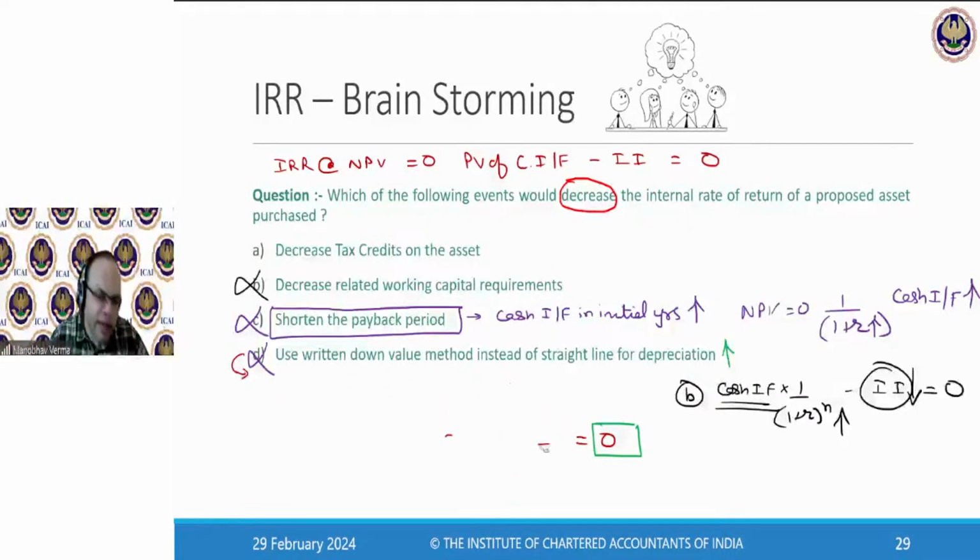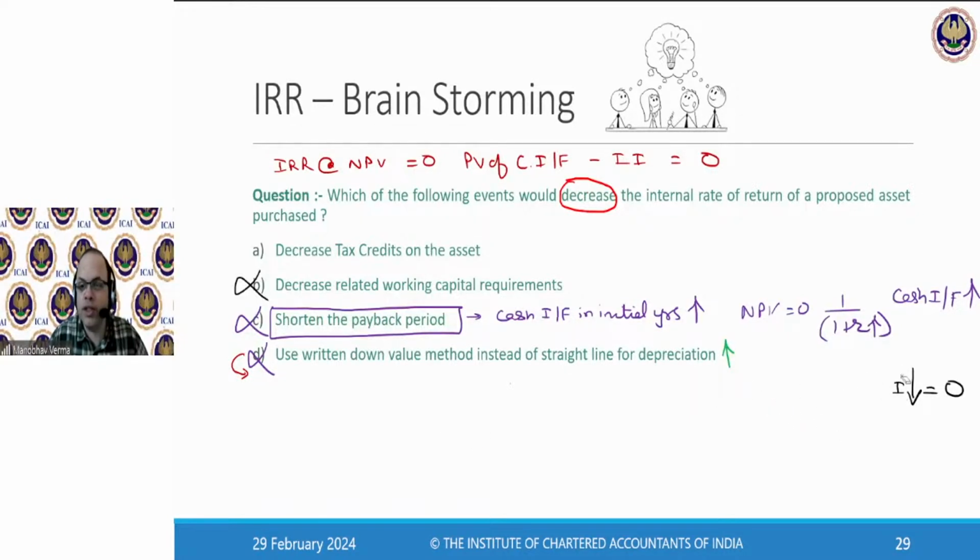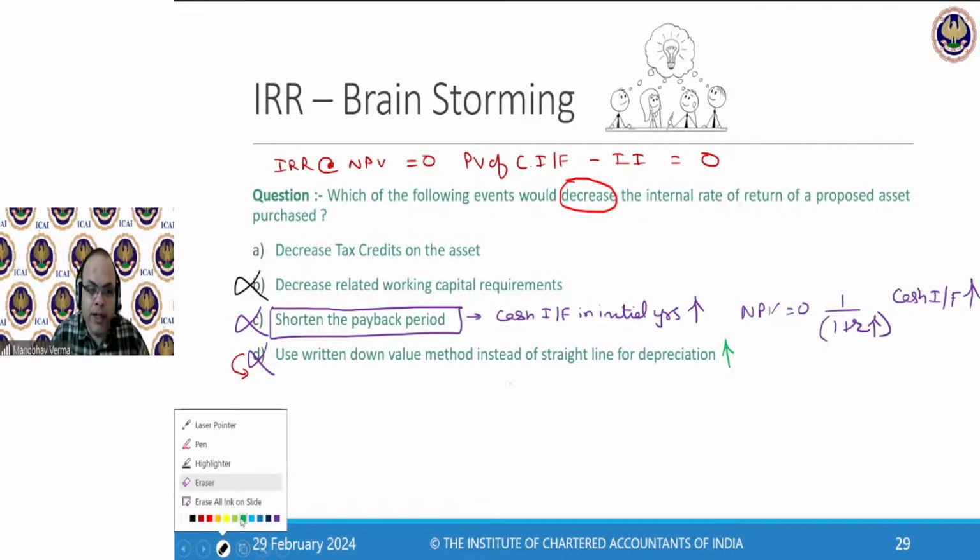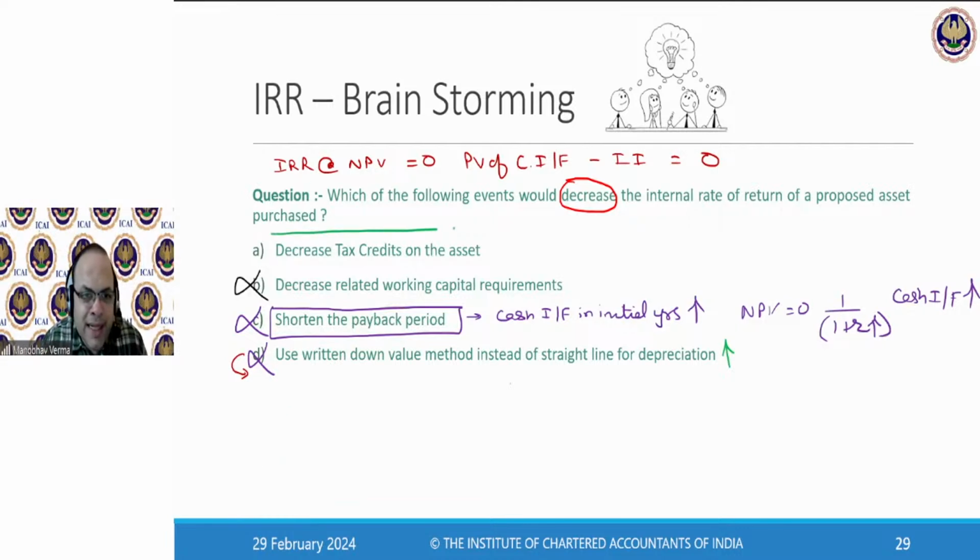This is a very, very good analytical question, guys, and I'm sure all of you agree. This is not a straightforward question. You have to apply your logic. You have to understand the IRR methodology to actually attempt it to your satisfaction. So we are left with only one option, that is decrease tax credits on the asset.